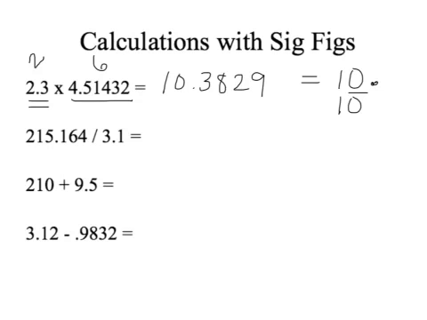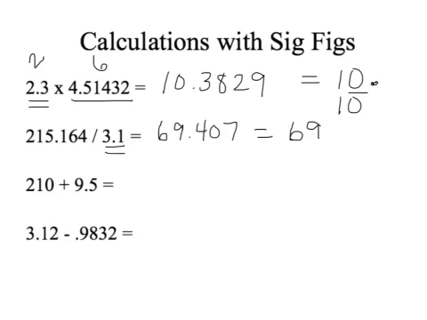The same rule applies for division. When I'm dividing two numbers, like so, I would get a number 69.407. Again, I can only be as precise as my least precise measurement, which is 2, so this would round to 69.